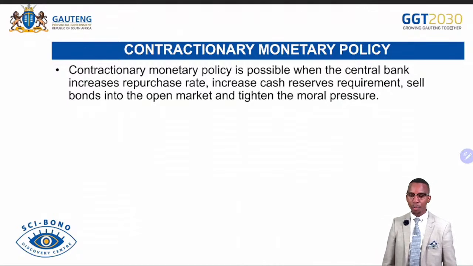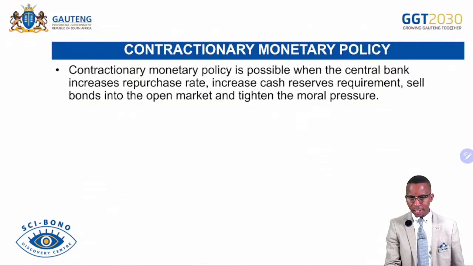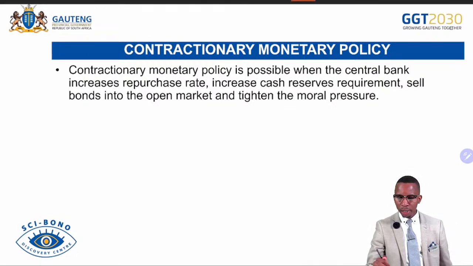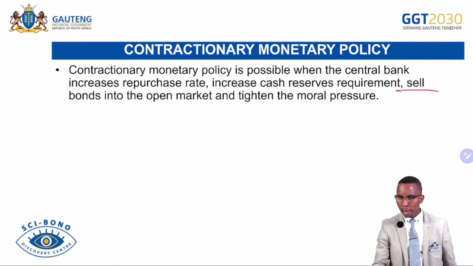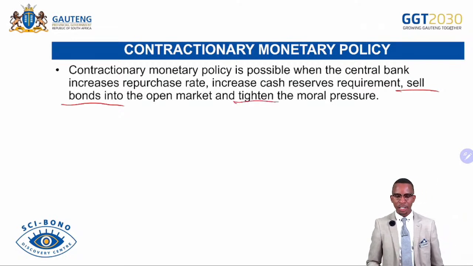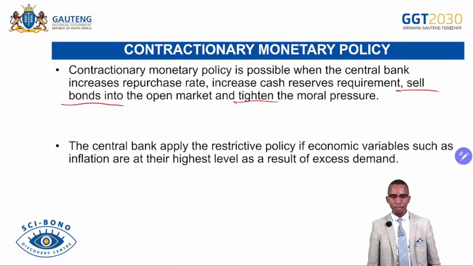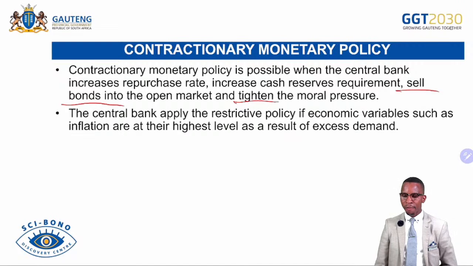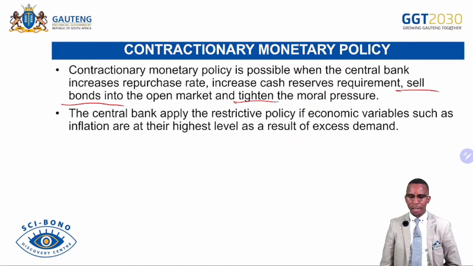So contractionary monetary policy is possible when the central bank increases the repurchase rate, increases interest rates, and also does what? Selling financial securities or bonds into the open market, and also tightening or being restrictive on credit creation, or moral pressure. So the central bank applies the restrictive policy if economic variables such as inflation are at their highest level as a result of excess demand.